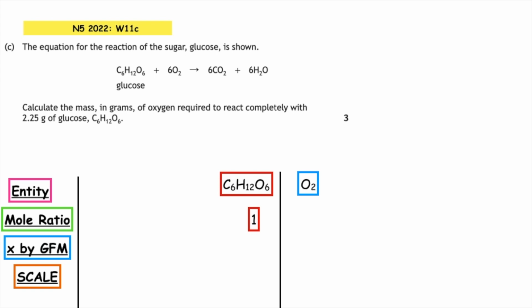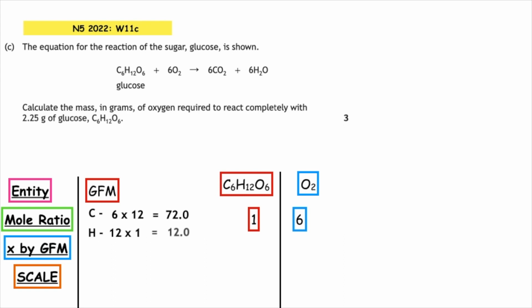We then want to times through by the GFM, and if we work out the GFM of the glucose, we've got 6 carbons times 12, which gives us 72. Hydrogen, we've got 12 times the relative atomic mass of 1, which gives us 12.